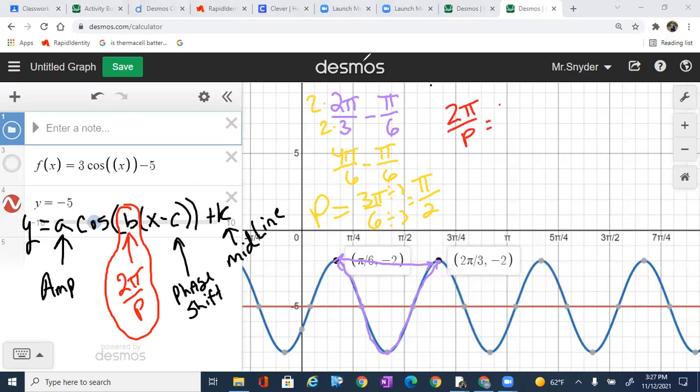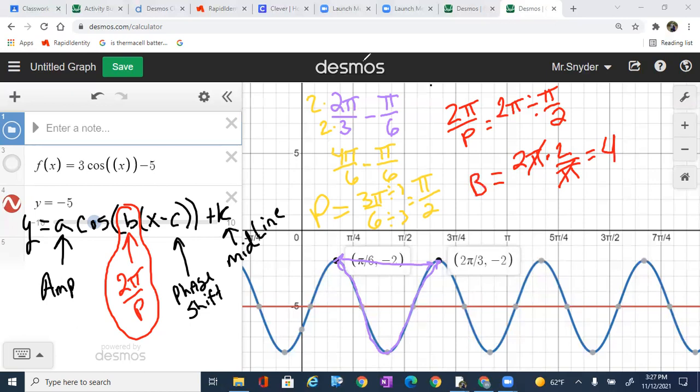So I'm going to write it like that. I'm going to write 2 pi divided by pi over 2. Well, we're dividing by a fraction, so it's 2 pi times, we flip the fraction, pi over 2 becomes 2 over pi. Now check it out. The pi's will cancel, and 2 times 2 is 4. And guess what? This is our b value.